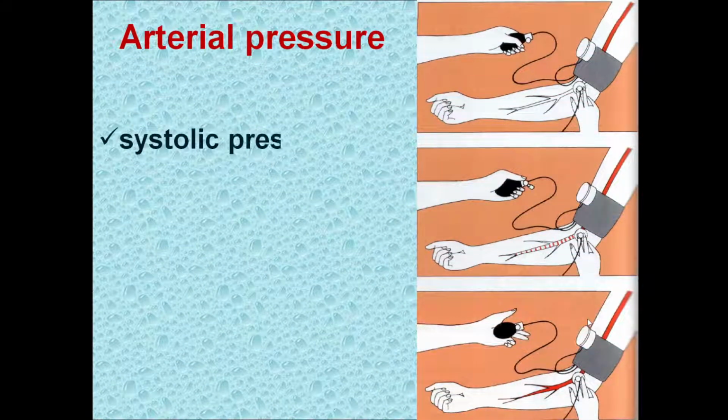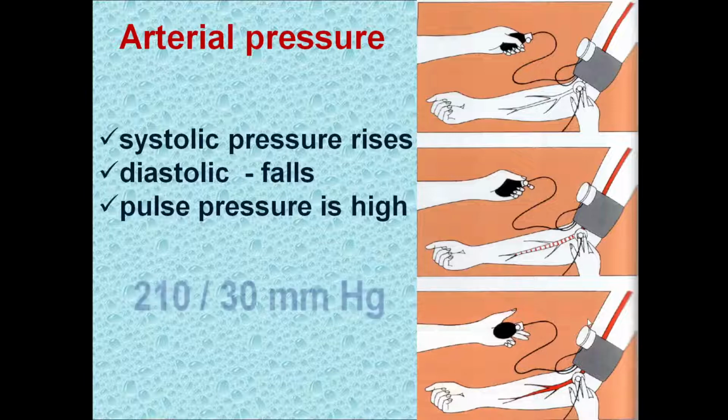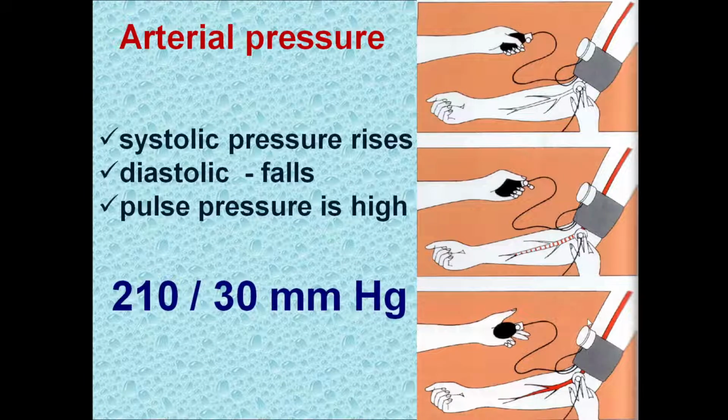Arterial pressure also has specific characteristics. Systolic pressure rises because of increased heart stroke volume. Diastolic falls because peripheral arteries empty due to comeback blood flow. As a result, there is high pulse pressure. For example, blood pressure of a patient with aortic regurgitation may be 210 for systolic and 30 for diastolic.